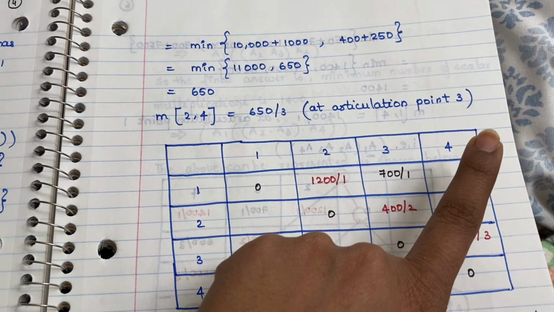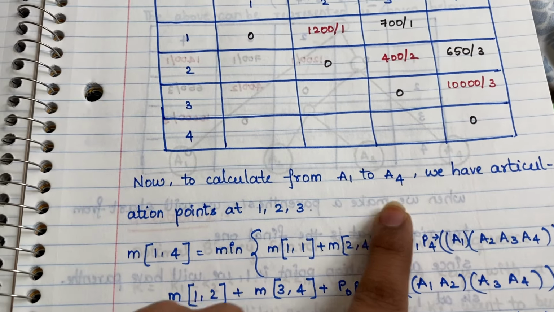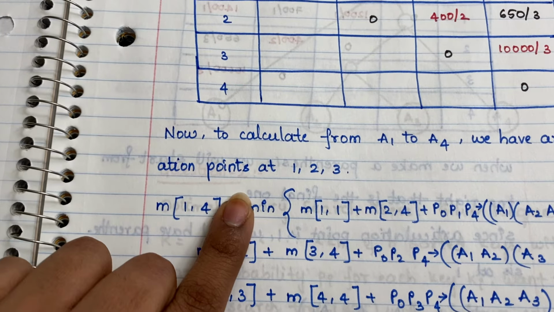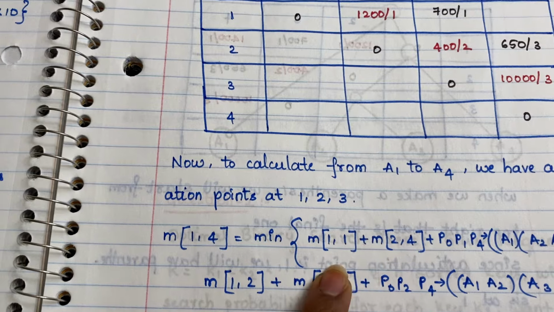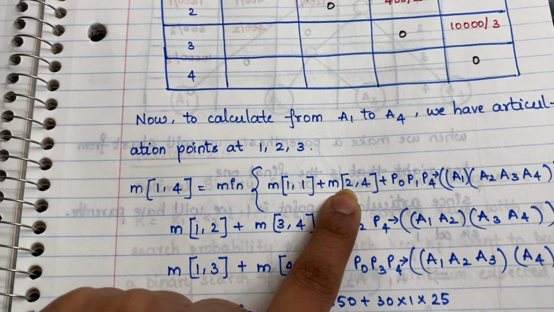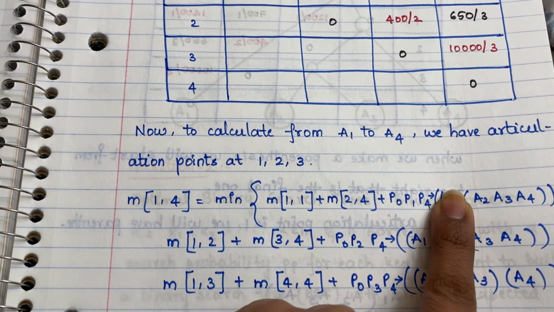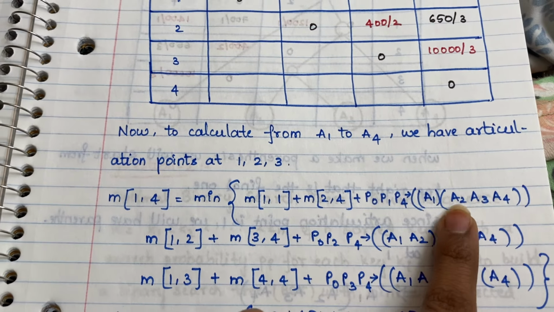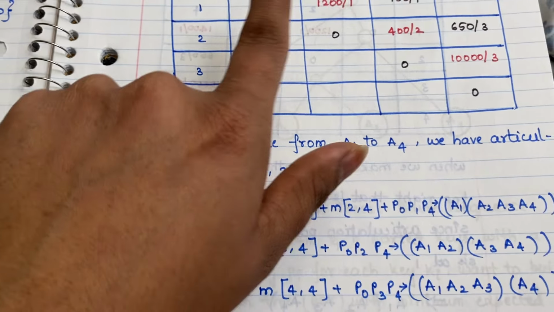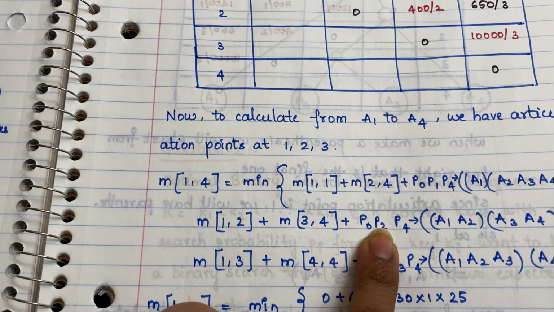Now we are left with only this point, A1, A4. In order to calculate A1 to A4, we have articulation points at 1, 2 and 3. So we need to get the minimum value from k equal to 1, k equal to 2 and k equal to 3. Here I have given M of 1 comma 1 plus M of 2 comma 4 plus P0 P1 P4. That means the articulation will be at 1, that is A1, then A2 A3 A4. These three will be done one time and the product will be multiplied by A1. This is one possibility. And next is M of 1 comma 2 plus M of 3 comma 4 plus P0 P2 P4.